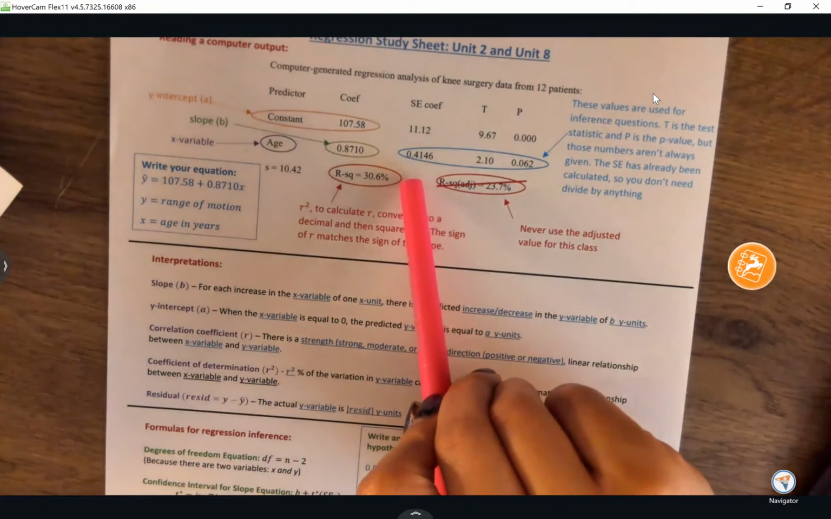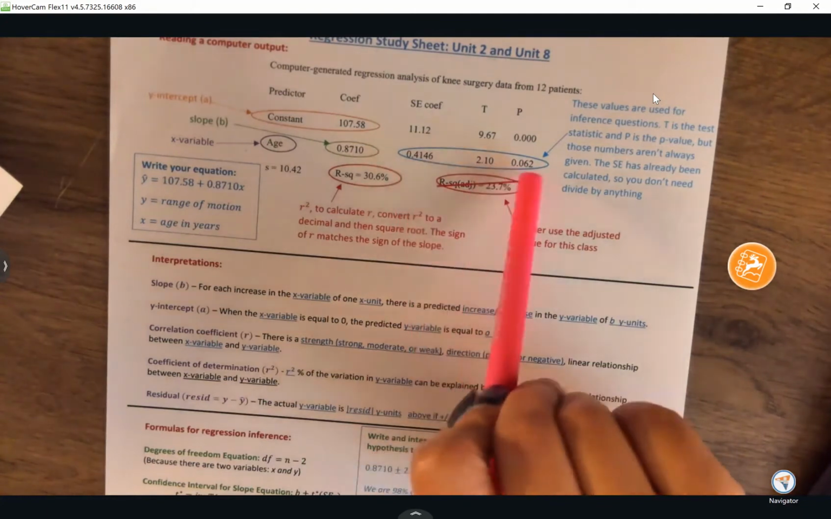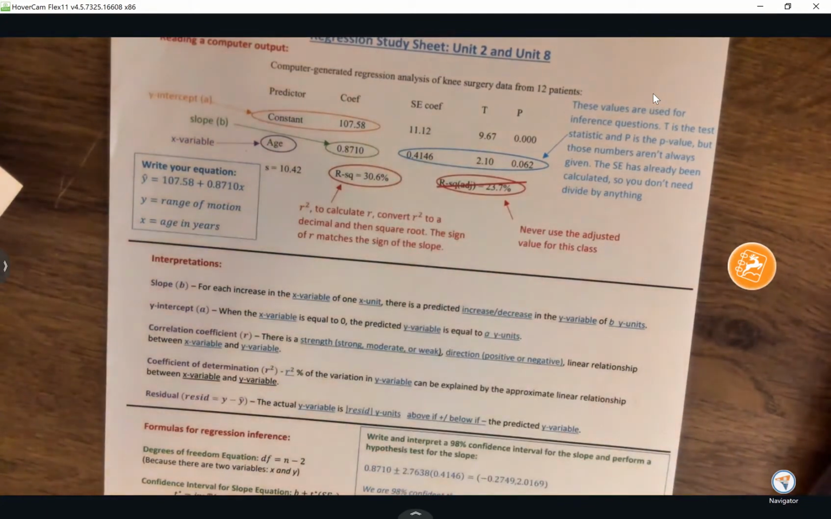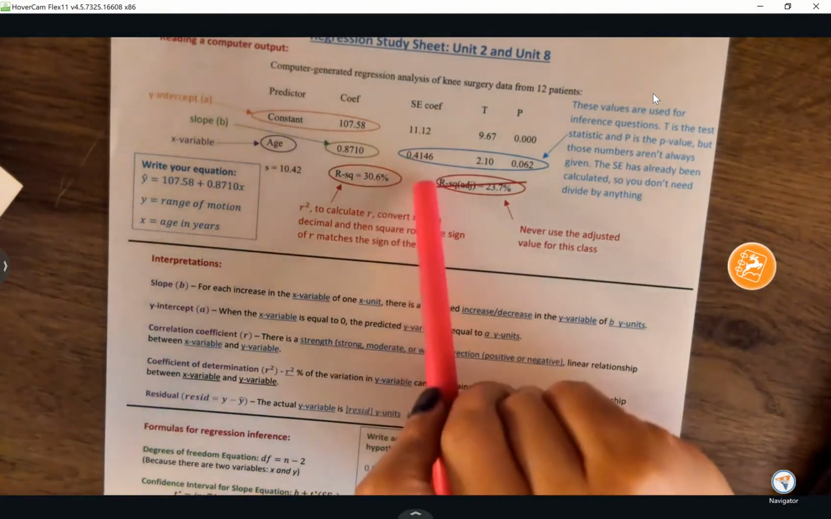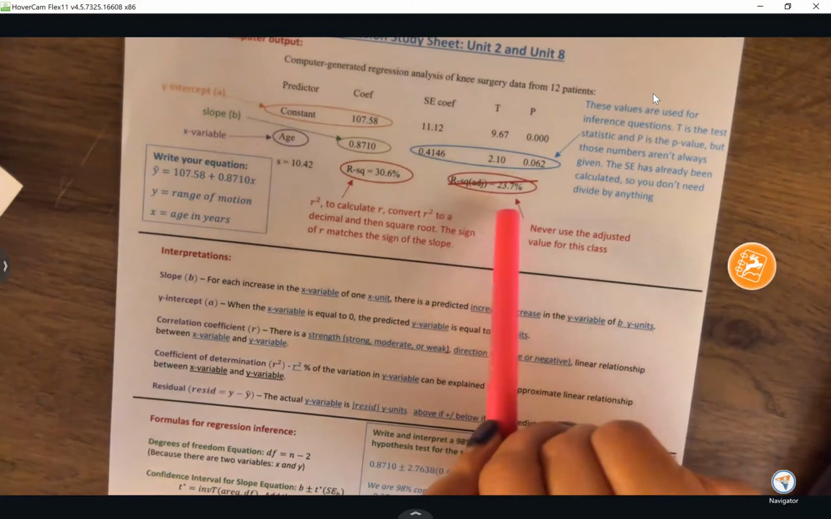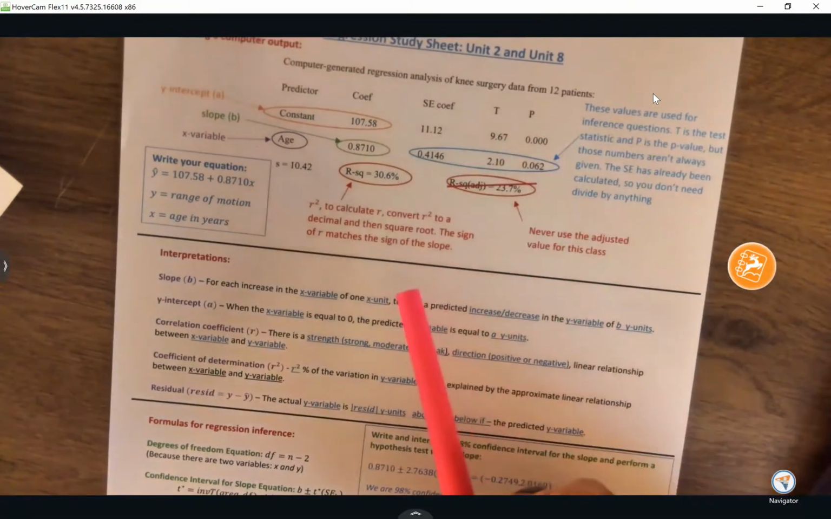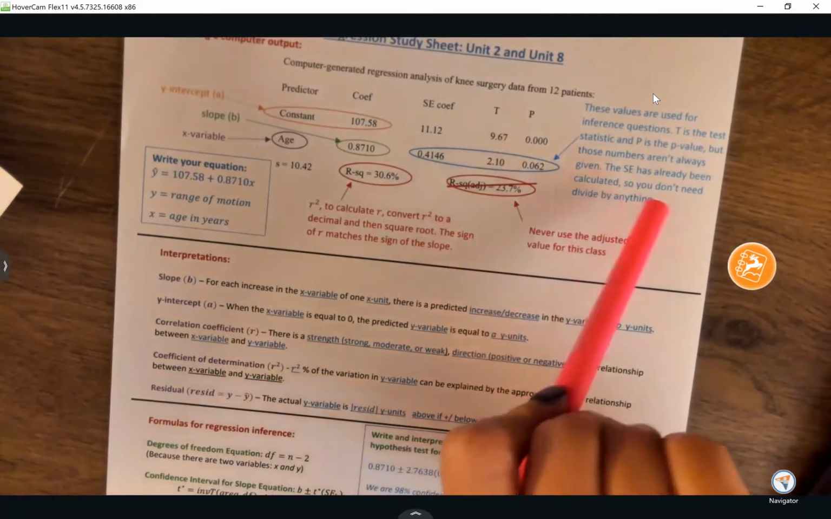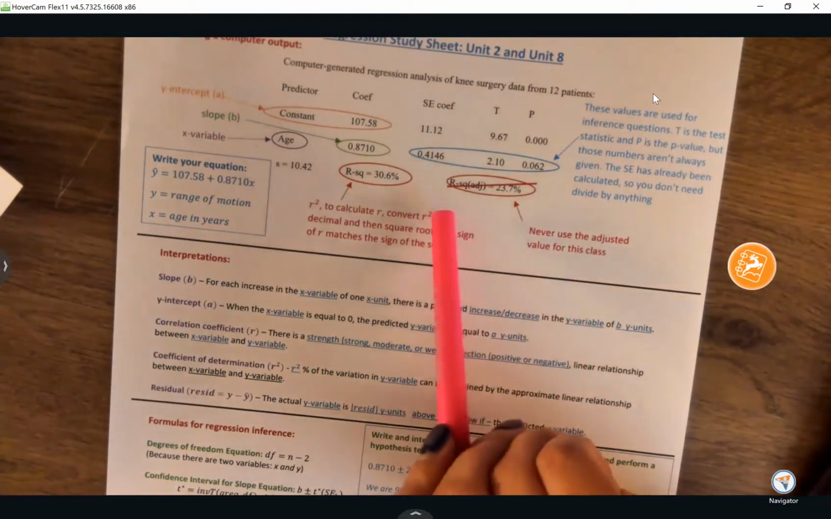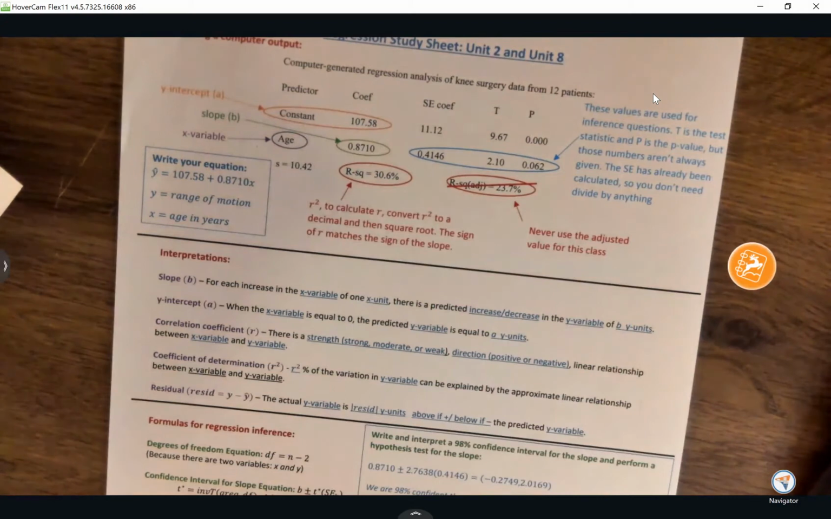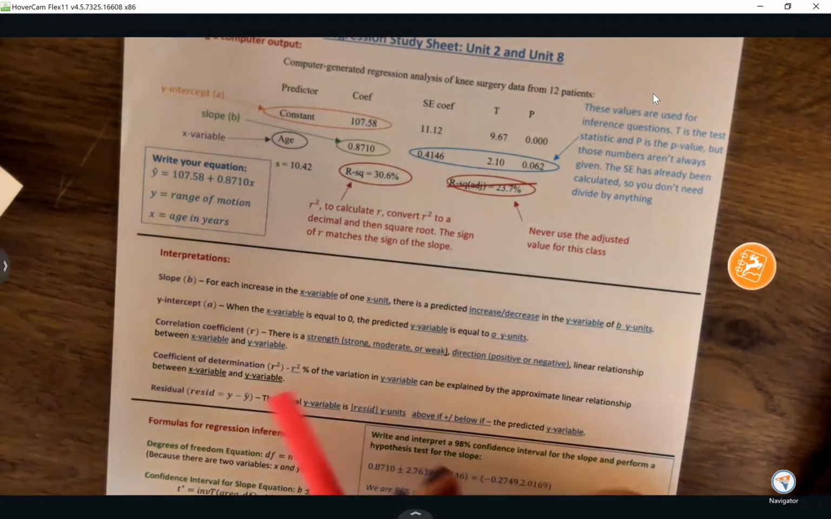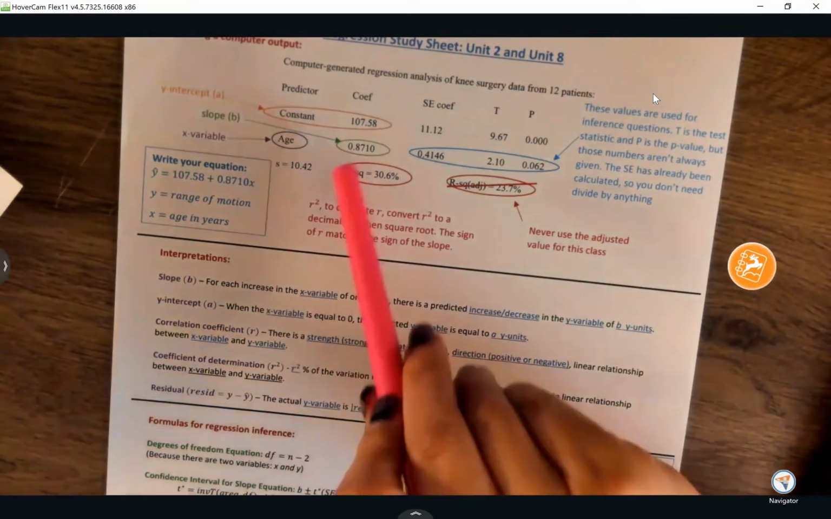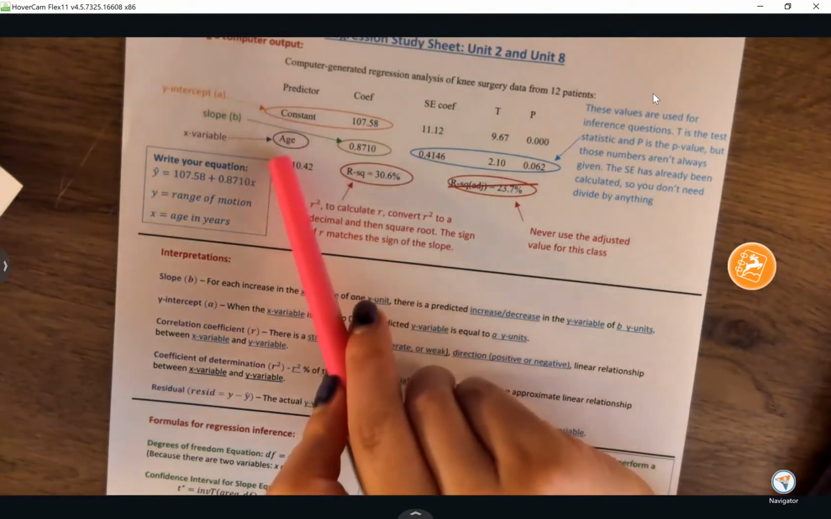I'll come back to these numbers, but these are the numbers that would be used for the regression inference. The SE coefficient, T, and the P, which is for the p-value. So we'll come back to that in a different video. You won't actually be using it this year on the AP test. R squared adjusted is not a thing that we're ever going to use for this course, so just ignore that. So really, all you need are these three numbers and then the x variable.